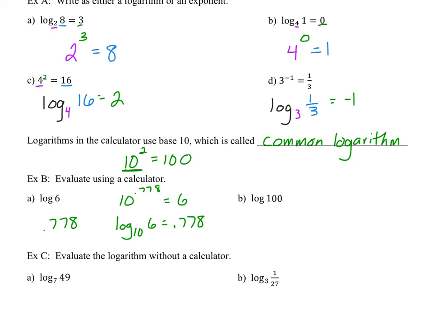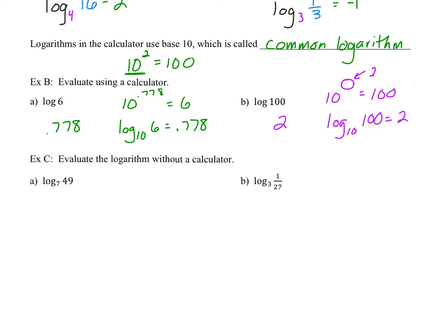And then if we put in log 100, it should give you 2, because what it's doing is figuring out 10 to the what power is 100, right? So it's doing log base 10 of 100, and well, we know 10 to the second power is 100. Okay.